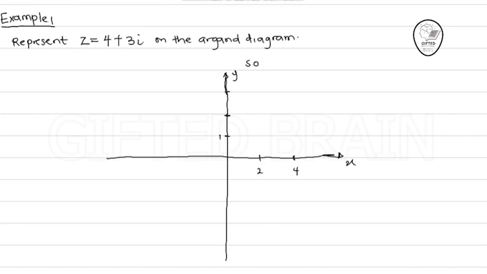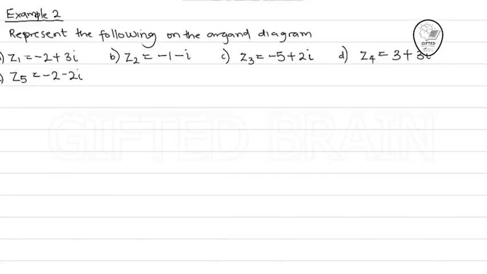And so I can draw my graph now. So connect the two important points. So we are good to go now. So this is my z. So that's all. Let's take example 2 now. Example 2: represent the following on the Argand diagram.